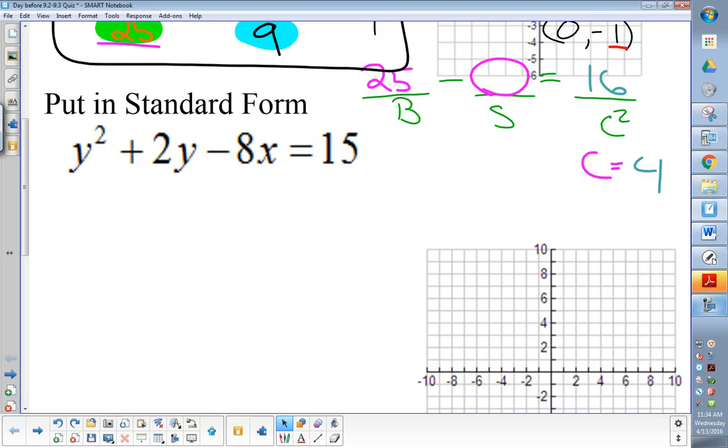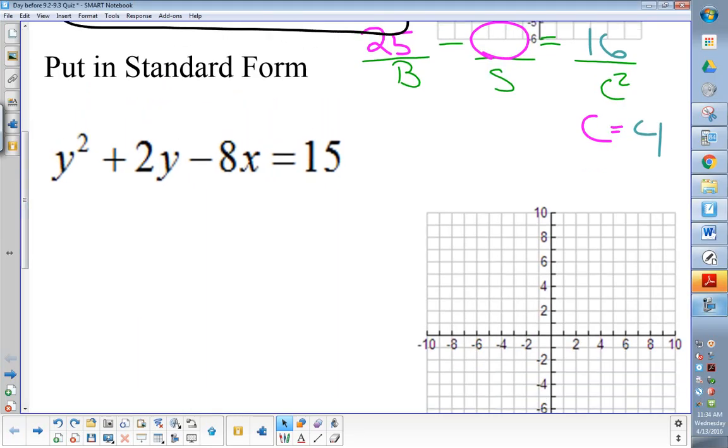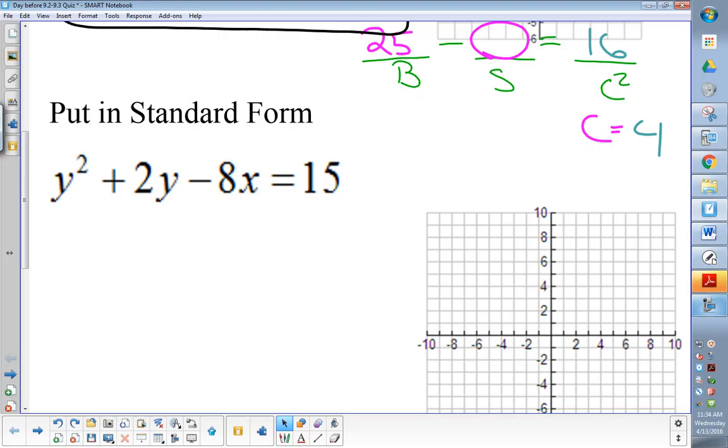In the second one here, we're going to put this in standard form. So when you're graphing or putting something in standard form, you need to be able to tell: is this a parabola or is this an ellipse? Because that'll help me figure out the form in the end. Show me a 1 if you think it's a parabola, 2 if you think it's an ellipse.